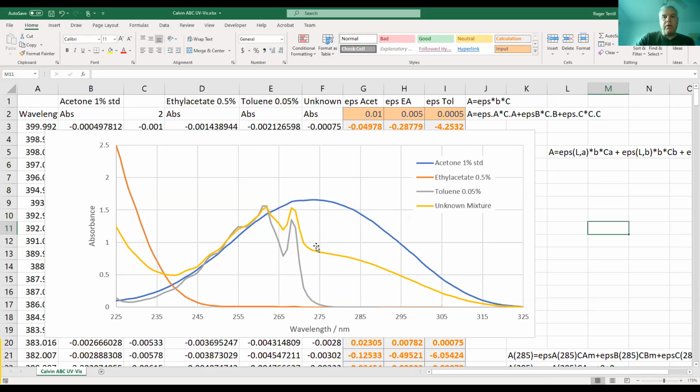In that case, what would the acetone concentration in the unknown be? 0.5. Yes. Alexis, what do you think? I'm randomly picking them. The 0.5? Yeah, exactly. Exactly right.